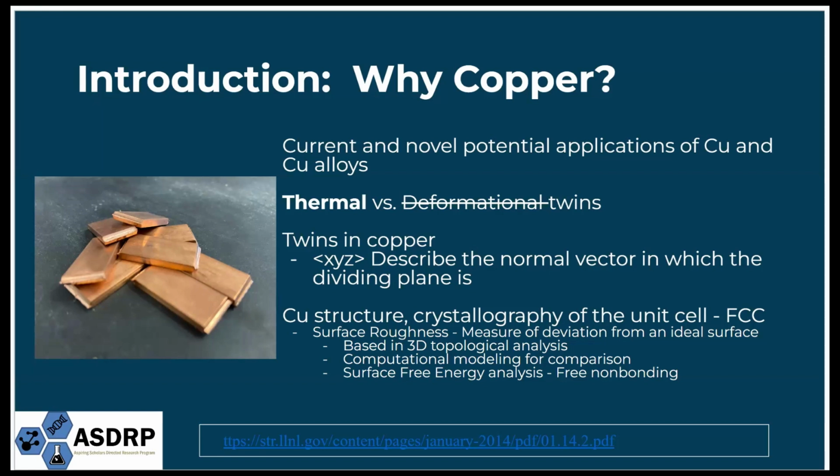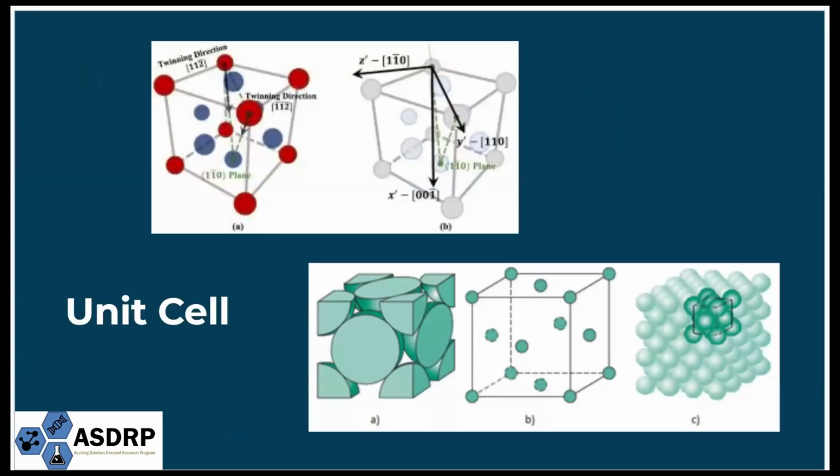I'm going to talk later a little bit about what exactly twin boundaries are. But what's really important that we want to consider is exactly what is the effect on the twin boundaries in copper. And the second half of our project is also about the surface roughness and how it is affected by our treatment. We're going to go into topological analysis, computational modeling, and analysis of surface free energy. So let's move on to the next slide.